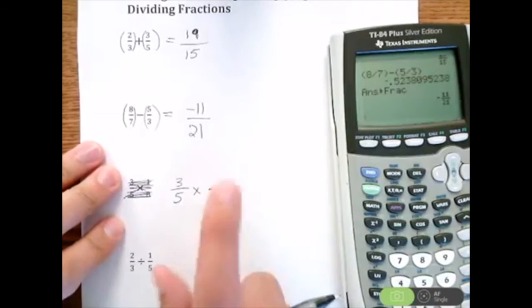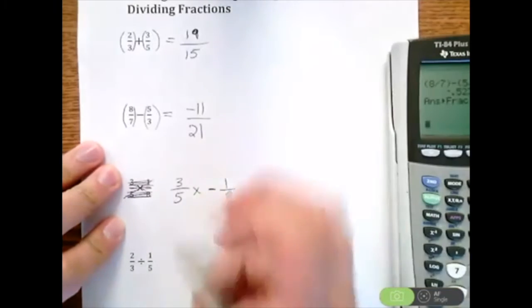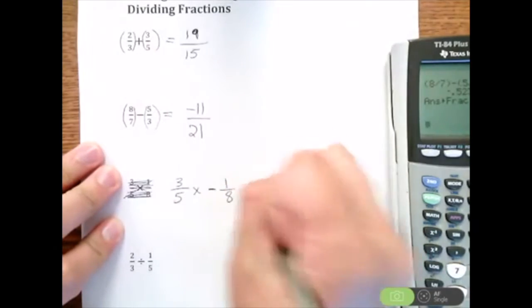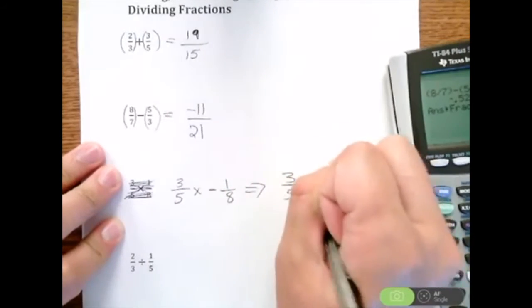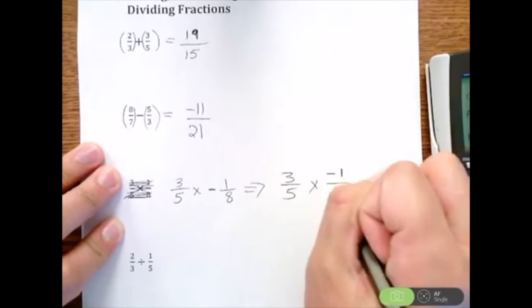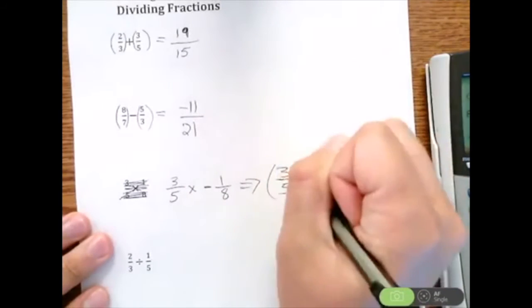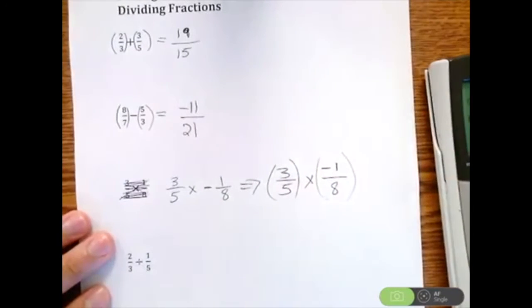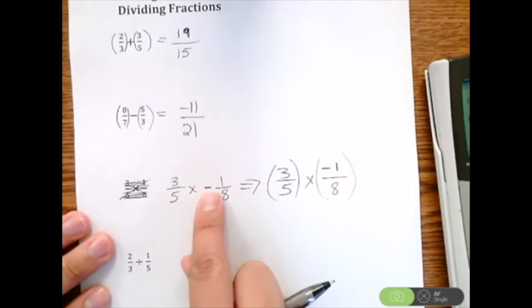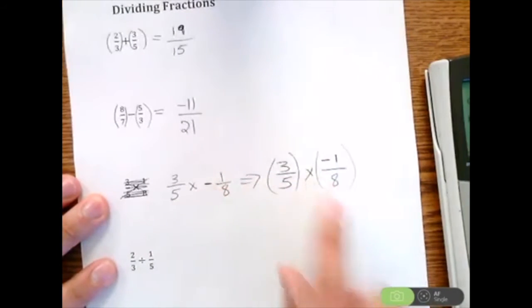With fractions, whenever you have a negative, you want to take this negative and move it to the top. So we can do 3/5 multiplication, move the negative to the top, so negative 1 over 8. Again, we do want to put parentheses around it, like so. If you see the negative in the middle, that's no big deal. Just put it on top. These are the exact same thing.